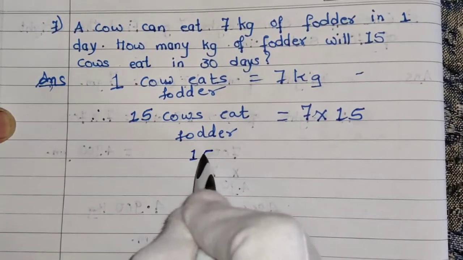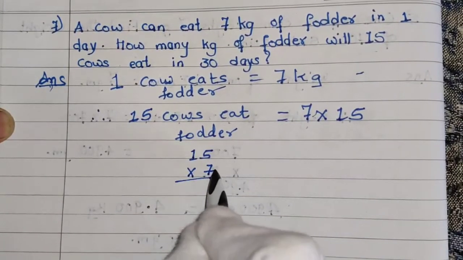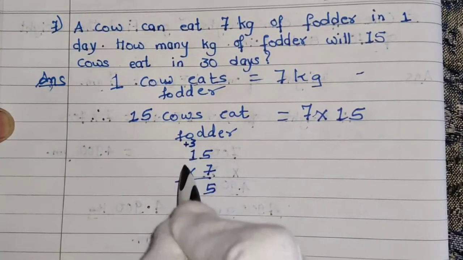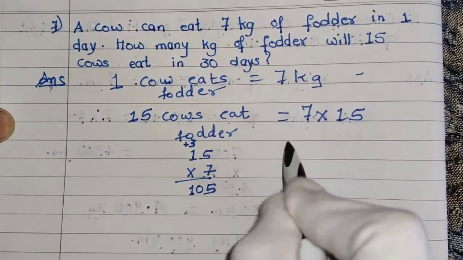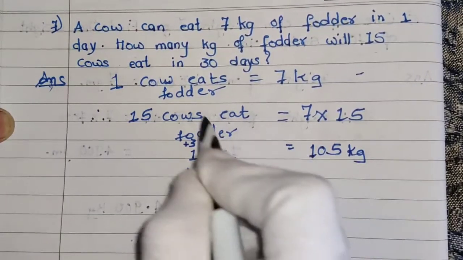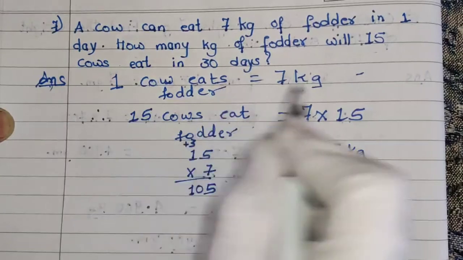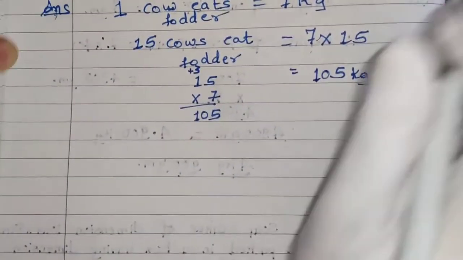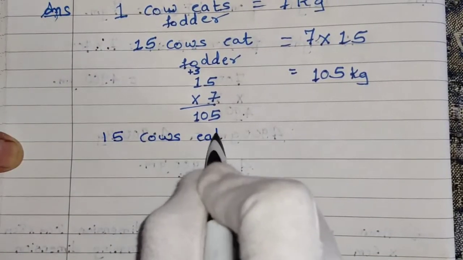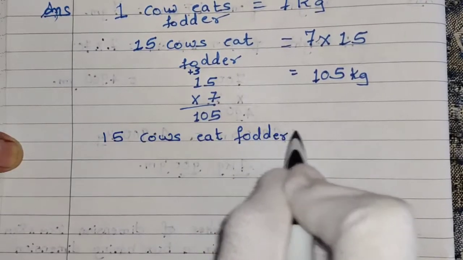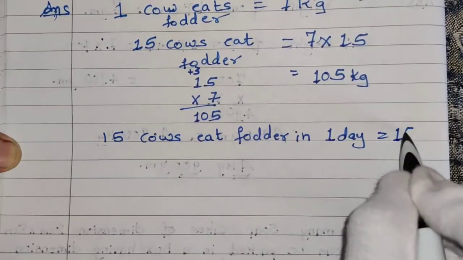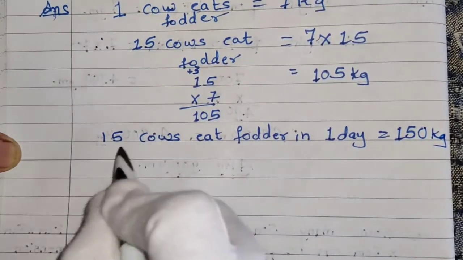So, let us multiply here. 7 5s are 35. 7 1s are 7 and plus 3 will give you 10. So, we got the answer as 105 kg of fodder is needed for 15 cows. Now, this is for one day. Okay, so down we are going to write the statement like this. 15 cows eat fodder in one day. What kg they eat? They eat 105 kg of fodder in one day.